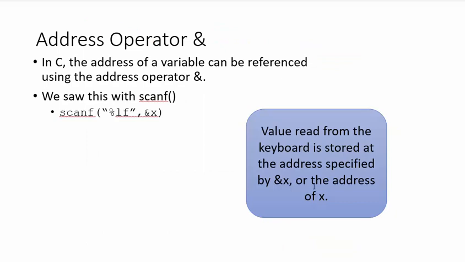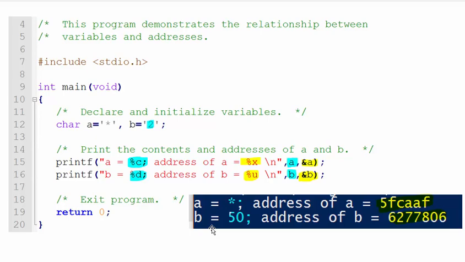So before we go on to pointers, I'm going to point out to you that we've already been dealing with addresses in memory, whether we realized it or not. And in particular, we've been using the address operator, which is this ampersand. We used it when we used the scanf function, because basically it says read a value from the keyboard and store it at the address specified by ampersand x, or the address of x. So you get a value and you store it at the address of x when you use the scanf function. And I have an illustration to prove that point here. I've declared two characters right here. One's an ampersand and one's a number 2.